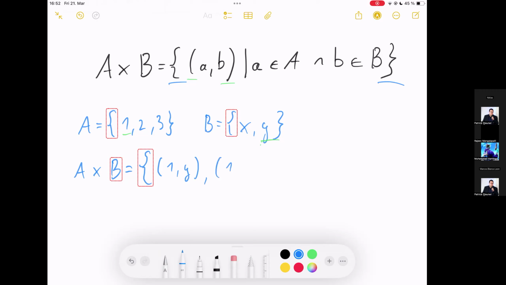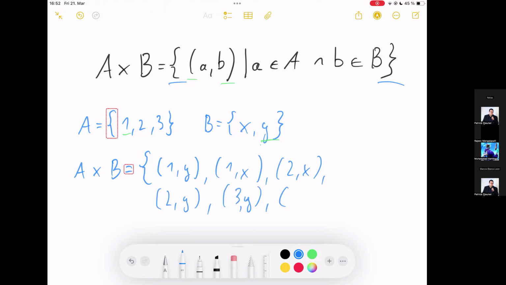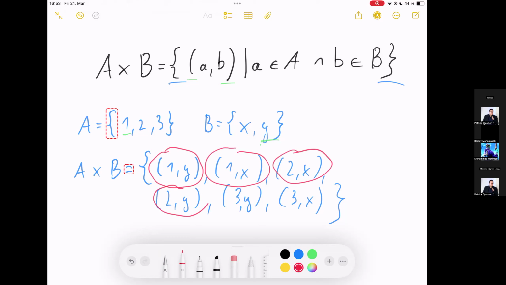Then the next one could be a 1x, then a 2x, a 2y, a 3y, and a 3x. So we have 6 elements, and each element is a tuple or an ordered pair. So we have this one, this one, this one, this one, this one, and this one. The order of these 6 pairs doesn't matter because it's a set. So if I write first 1y or 3x, it doesn't matter.